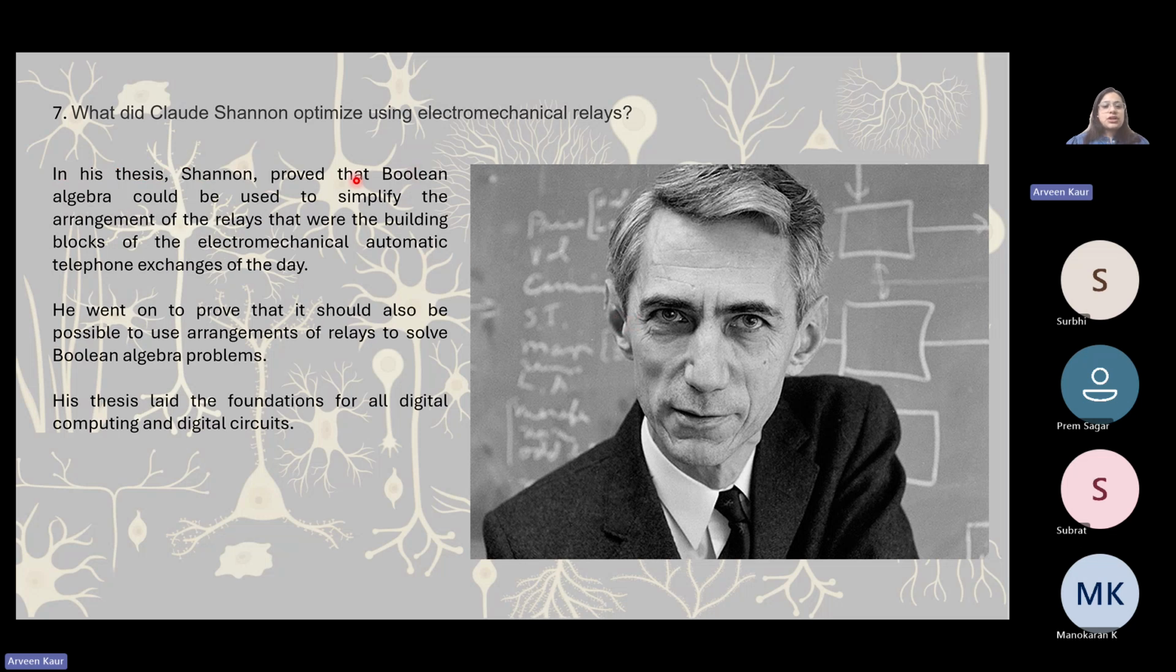In his thesis, Shannon proved that Boolean algebra could be used to simplify the arrangement of relays that were the building blocks of electromechanical automatic telephone exchanges of the day.